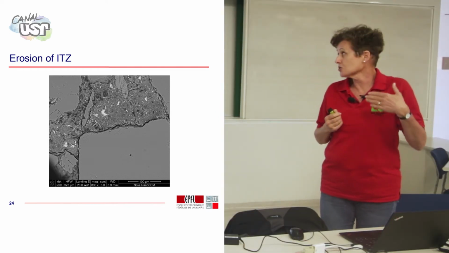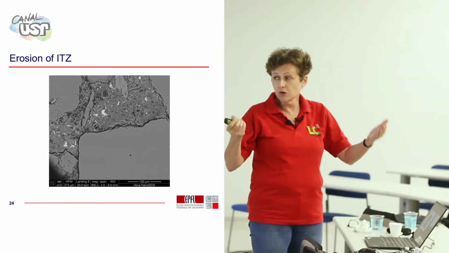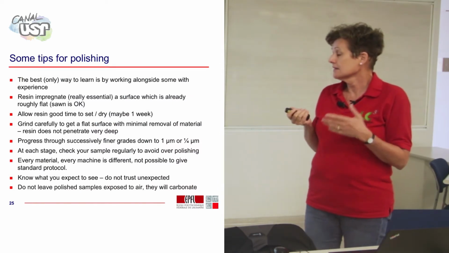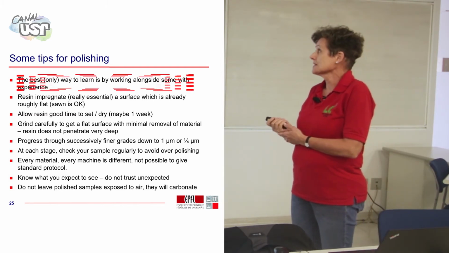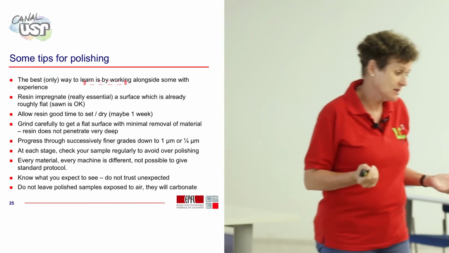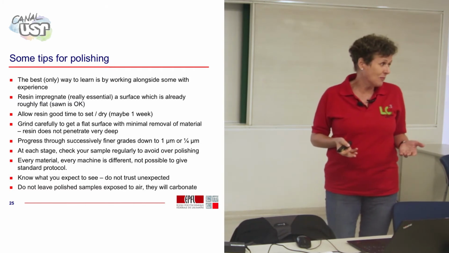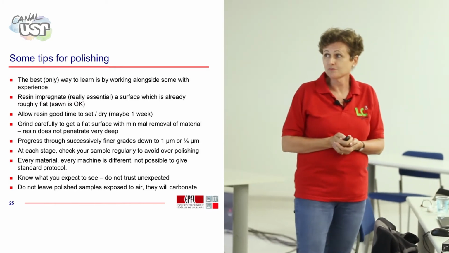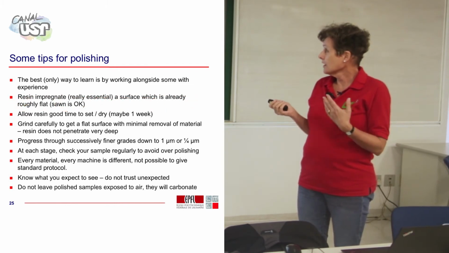The most important thing is to impregnate with resin, but usually the resin doesn't go in very much, so you have to impregnate maybe more than once. This is all described in the book, and it really summarizes what we've learned from experience. So really the best way is to learn by walking alongside somebody with experience. We quite often have people who come to our lab for a month or 2 months just to learn how to polish samples, hopefully to do some other things, but within reason, we're quite happy to have people. Resin impregnation is really essential, and you should really do that.